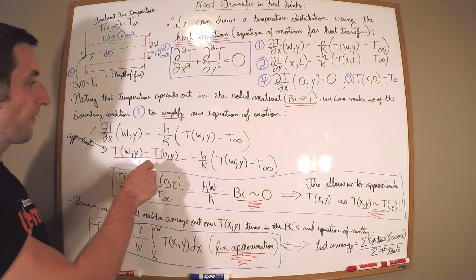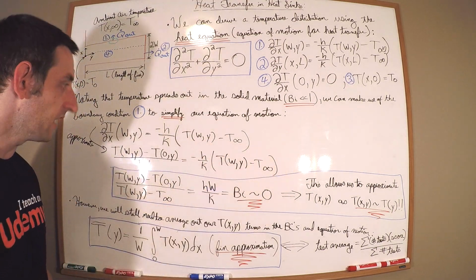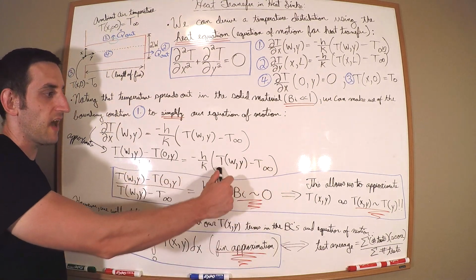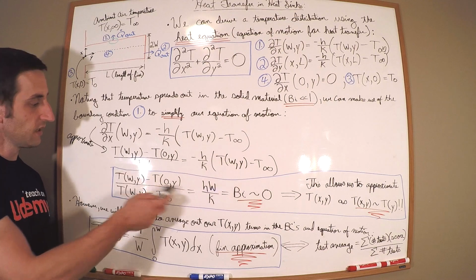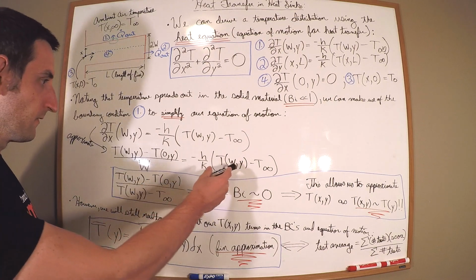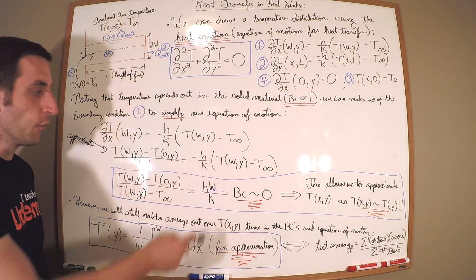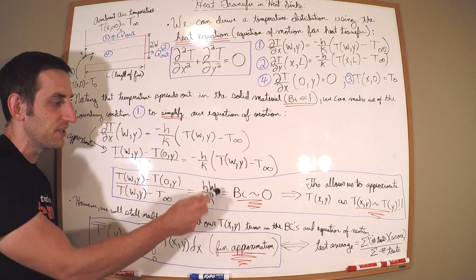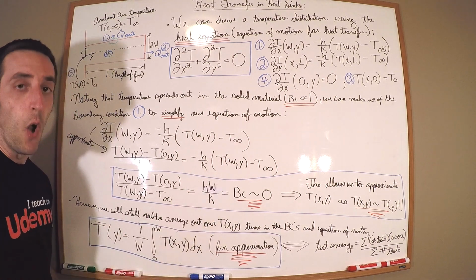Okay, so when you approximate it as such, the right side stays the same. And what we could do is take the surface temperature minus the ambient temperature, pull it over here, and what we end up with, if we multiply w over here, is the quantity hw over k. Okay, hw over k. What is that?